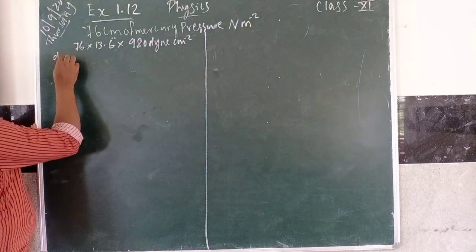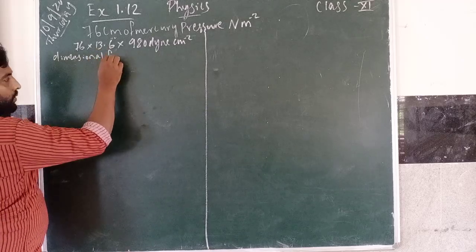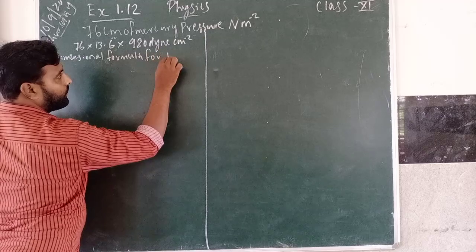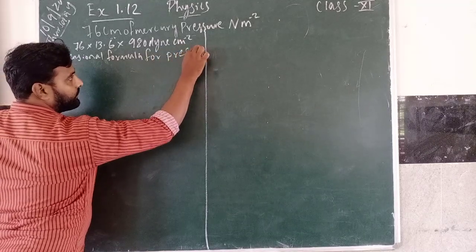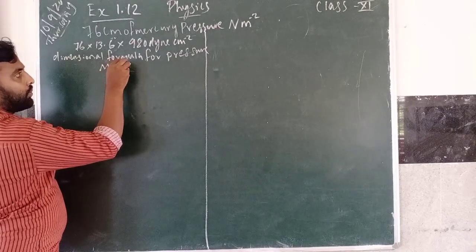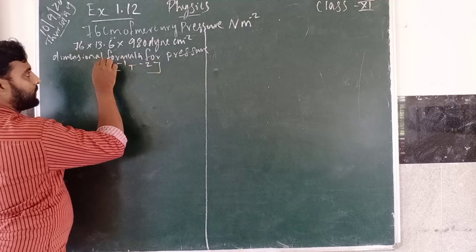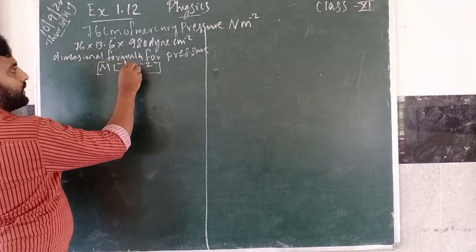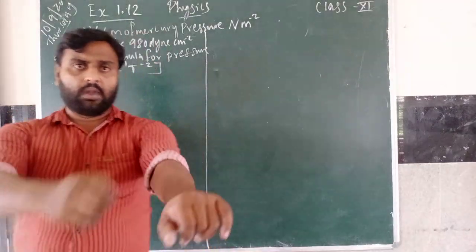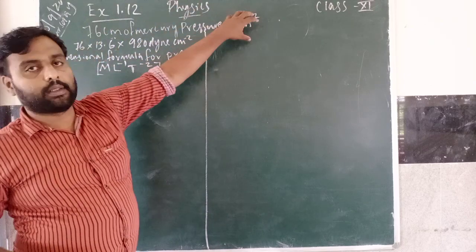So the dimensional formula for pressure is M L power minus 1 T power minus 2. You have to write it like this: M L power minus 1 T power minus 2. Now we are going to convert this set of units to that set of units.